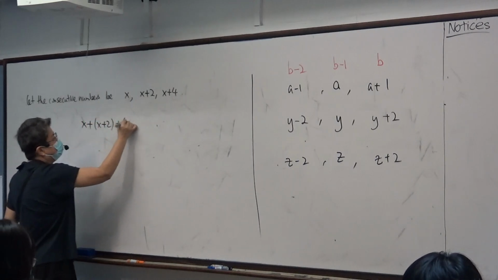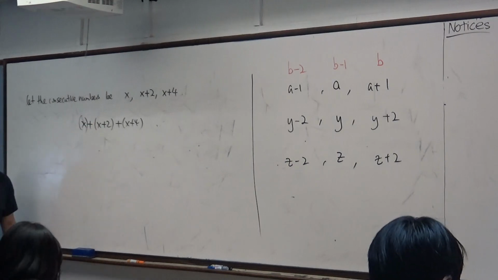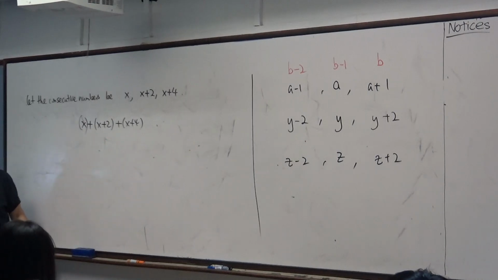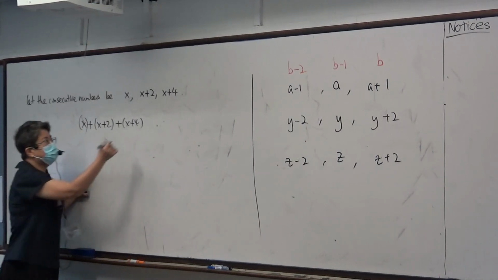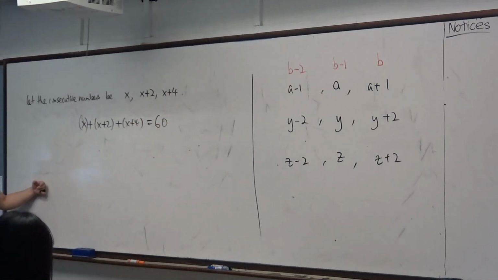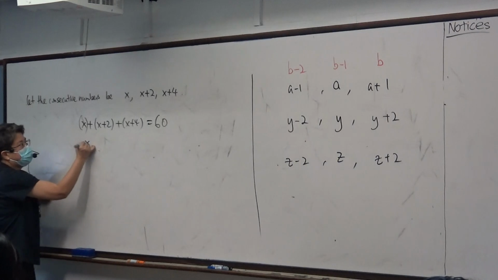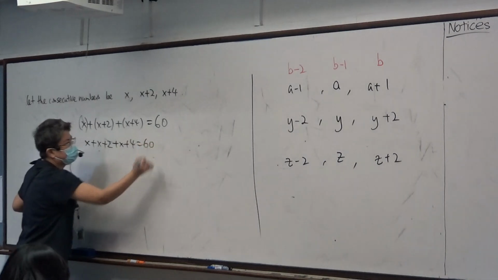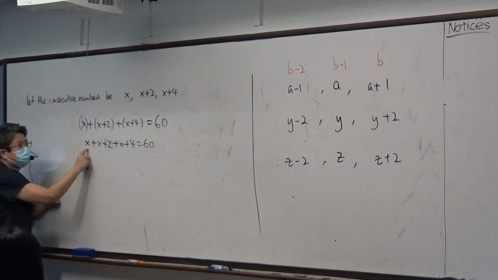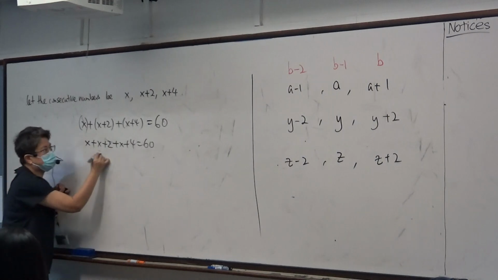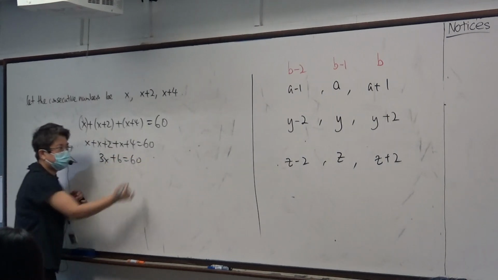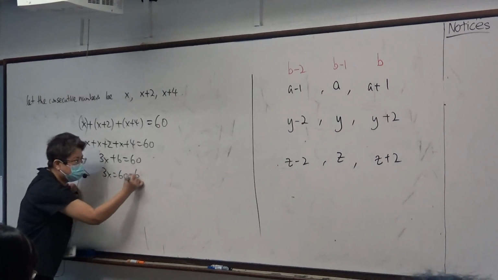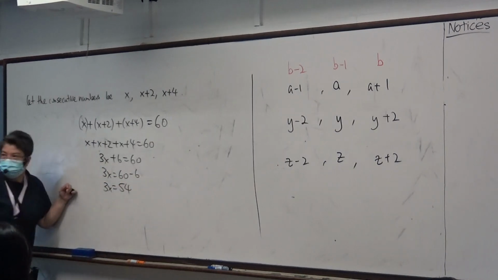X plus x plus 2 plus x plus 4. Usually I like to bracket it before I remove, because you know why? When there is a minus, there's a difference. When you remove bracket, the sign will change. Understand? This will be equals to 60, right? Now if I remove bracket, it will be x plus x plus 2 plus x plus 4 equals to 60, right? Okay, now look at this. What is x plus x plus x? How many x? 3x. This one is plus 6 equals to 60, right? So 3x equals to 60 minus 6. Very good. 3x equals to 54. What is x?